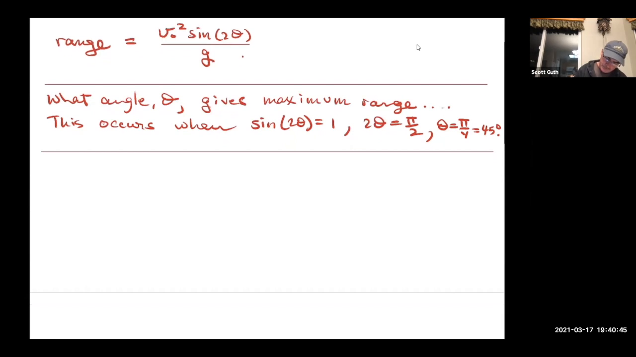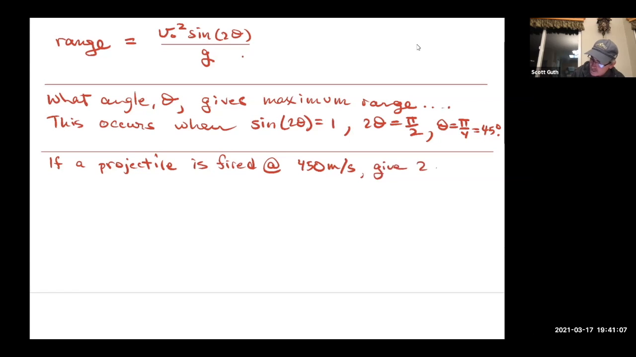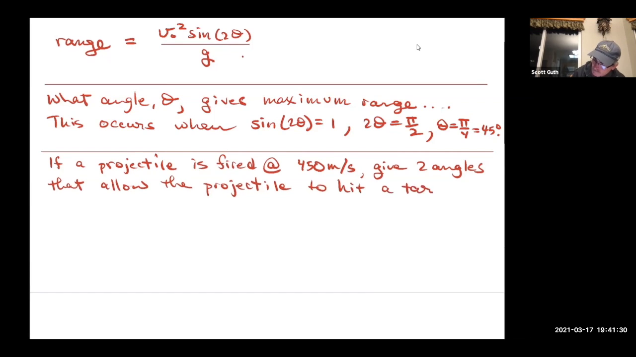How about this one? If a projectile is fired at 450 meters per second, give two angles that allow the projectile to hit a target 2,500 meters away.